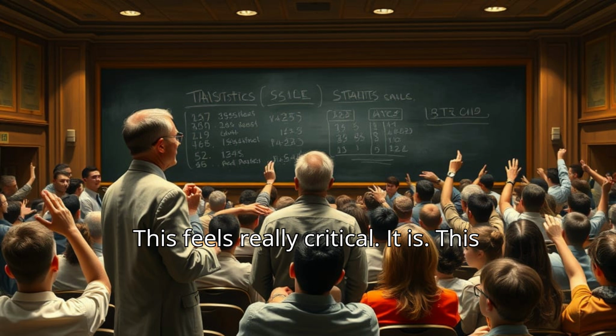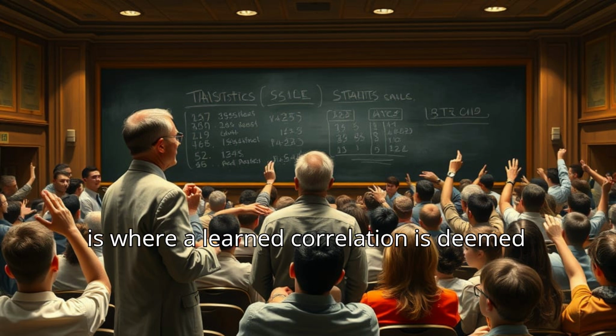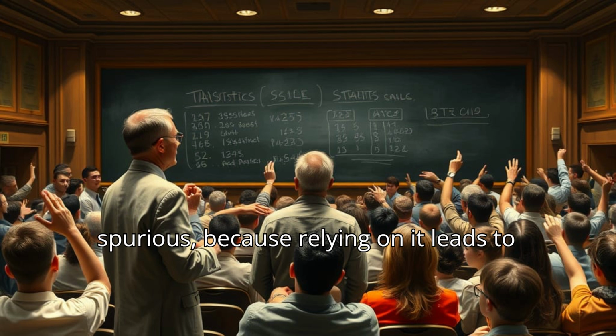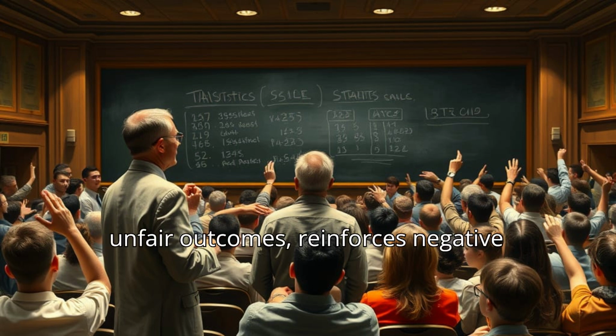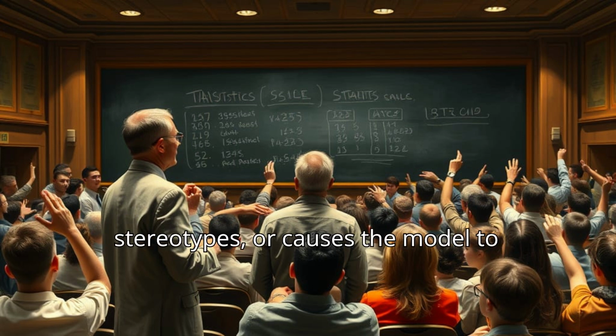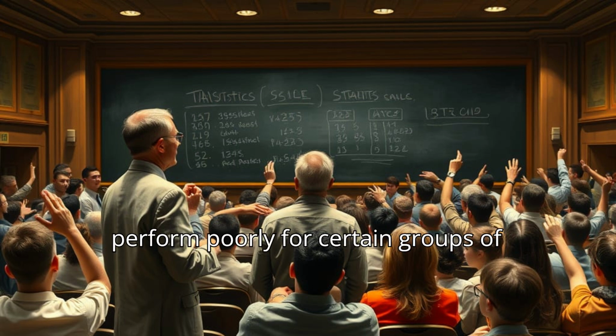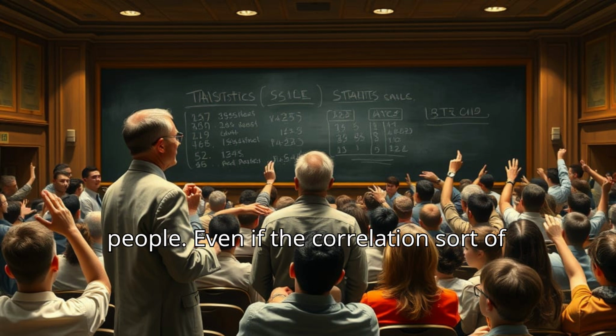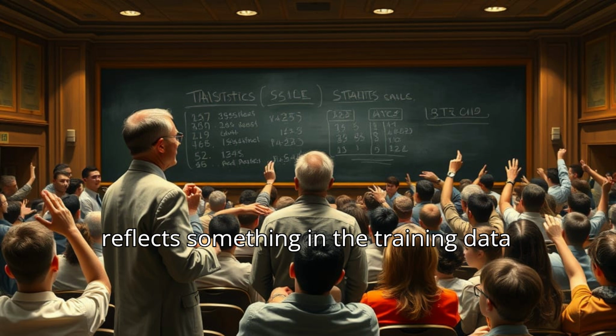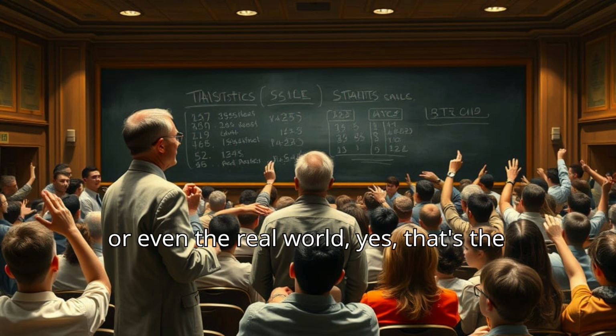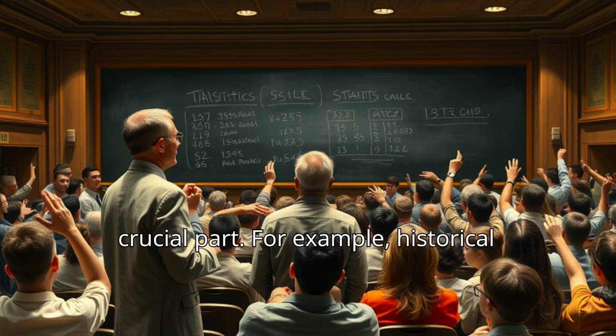It is. This is where a learned correlation is deemed spurious, because relying on it leads to unfair outcomes, reinforces negative stereotypes, or causes the model to perform poorly for certain groups of people. Even if the correlation sort of reflects something in the training data, or even the real world. Yes, that's the crucial part.